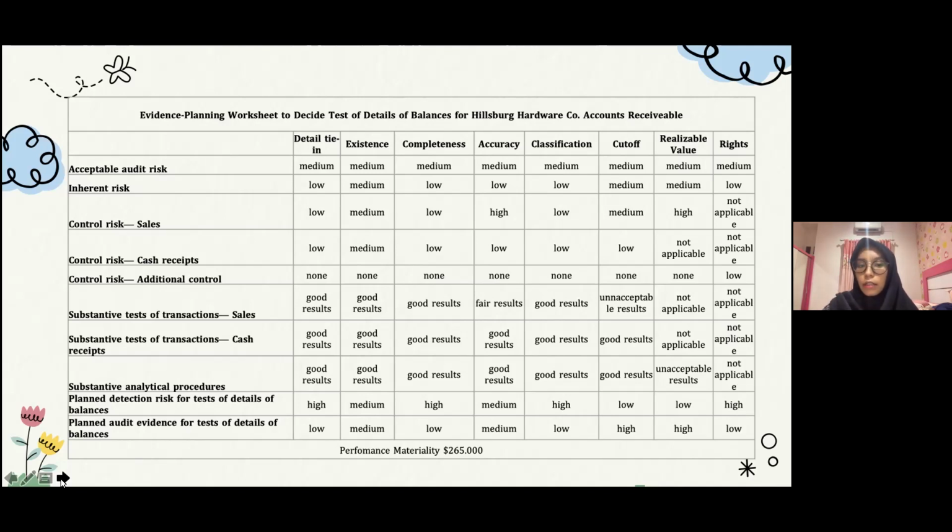It has different levels here. For example, on acceptable audit risk, it is medium. On inherent risk, it's low, and on control risk sales, it's also low. Control risk cash receipts is also low, and so on, as you can see on this table. Next.